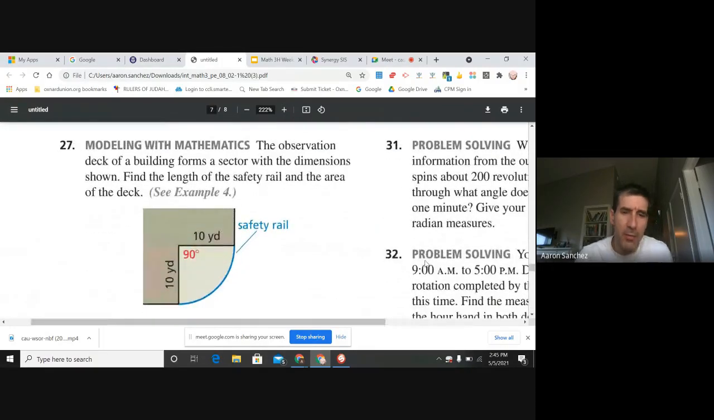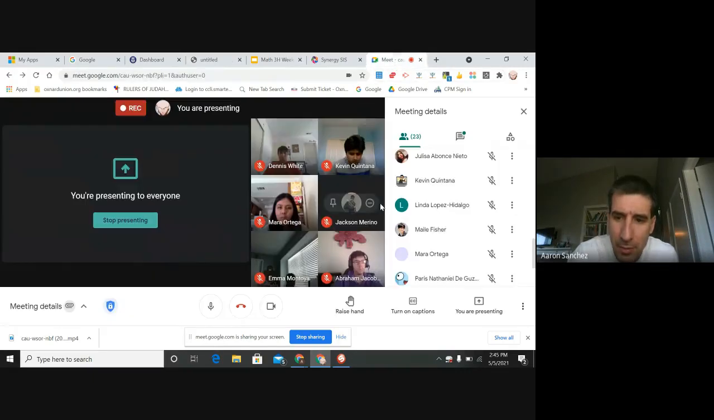Now let's look at 27, modeling with mathematics. Okay, the observation deck of a building forms a sector. So a sector, this is a key word. This word sector means it's a part of a circle. Notice here, this is part of the circle. What part of the circle is that? If the circle was a pie, what fraction of the pie do I have here? If this is 90 degrees, what fraction of the pie would that be?